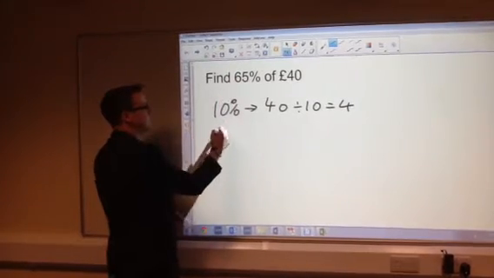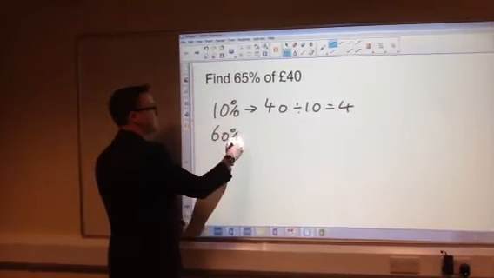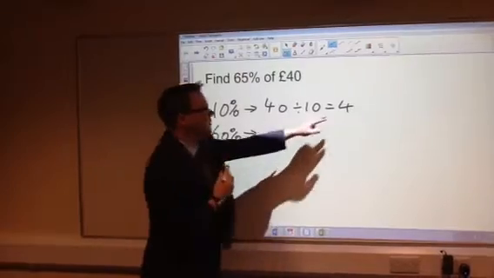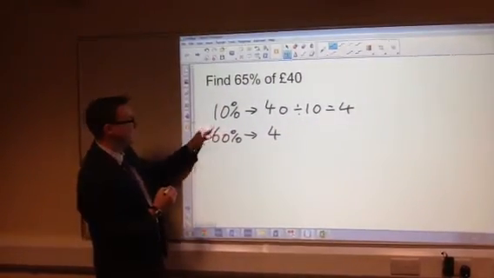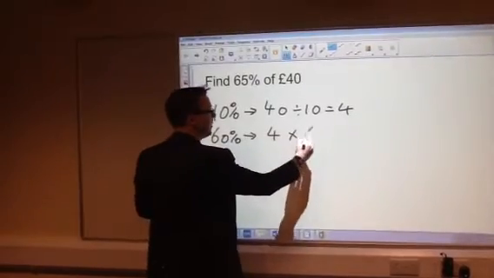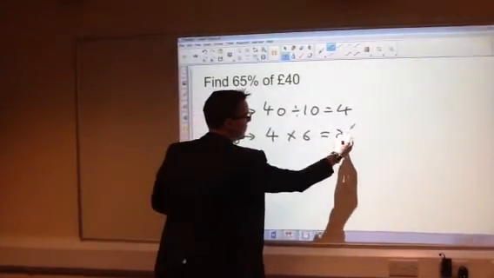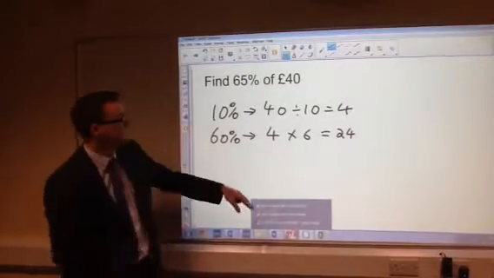So we need 60%. Okay, so I've got 10%, but I need 60%. So what I do is I get my 10% number, and I times it by the number of tens I need. I need 6 tens, so I times this 4 by 6 to give me 24. So I know that 60% of 40 is 24.